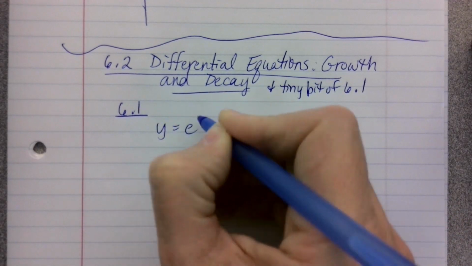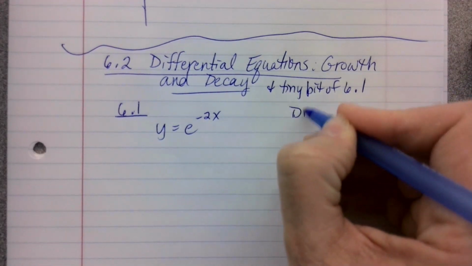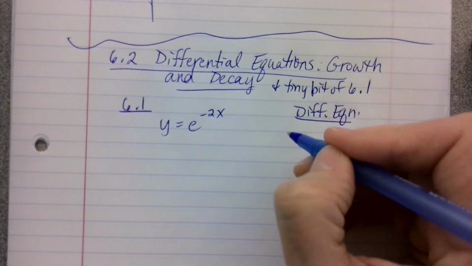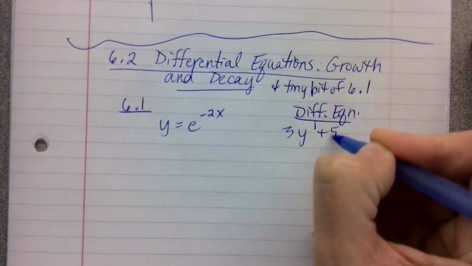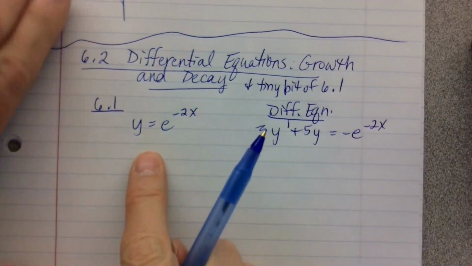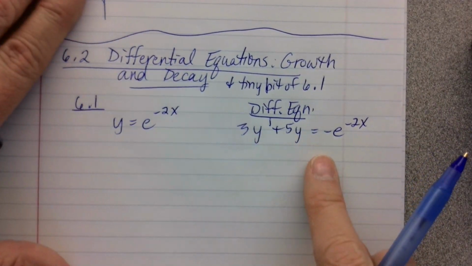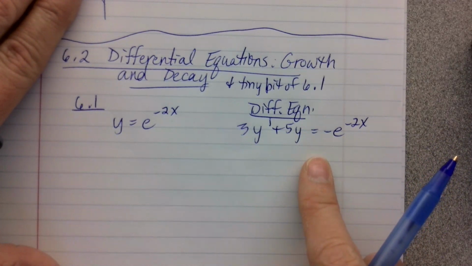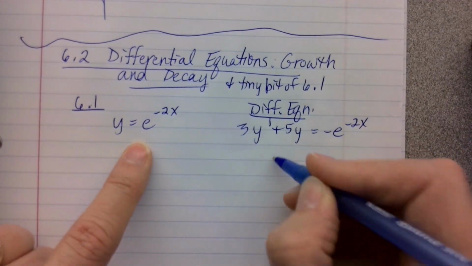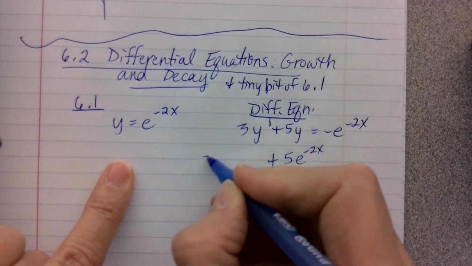If y equals e to the negative 2x, it says verify the solution of the differential equation. So if the differential equation was 3y prime plus 5y equals negative e to the negative 2x, verify that this is a solution. All this is a test in is your ability to plug and chug. This thing has a y. What are we going to replace this y with? E raised to the negative 2x.